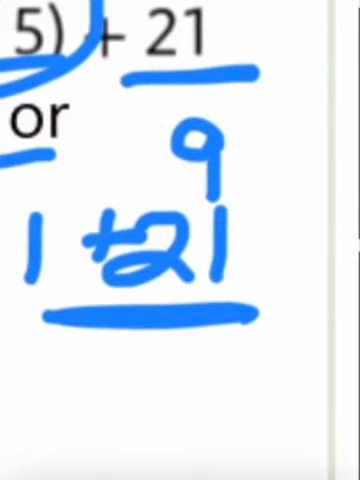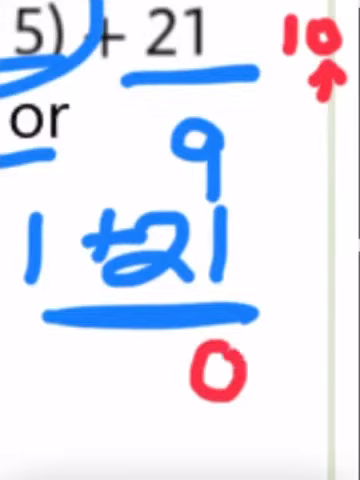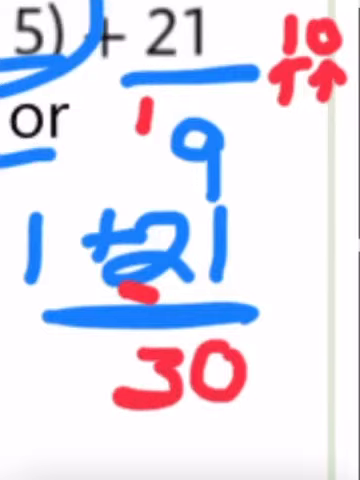9 plus 1 is 10. So 10 is written like this. The number 10 has 0 ones, so that goes in the ones column. And it has 1 ten, so I'll put that up in the tens column. Now I can add that 10 plus the 2 tens here, and I get 3 tens. So 9 plus 21 is 30.